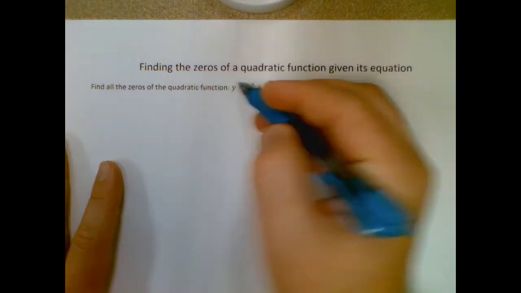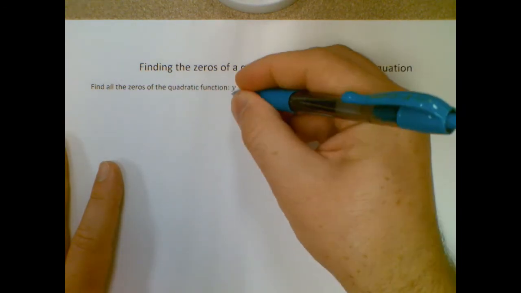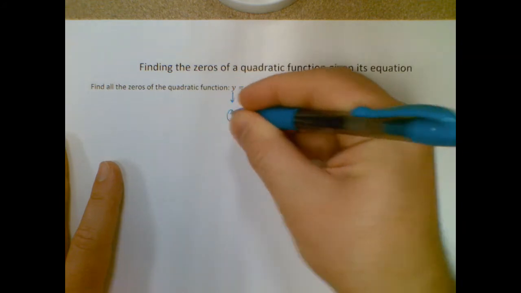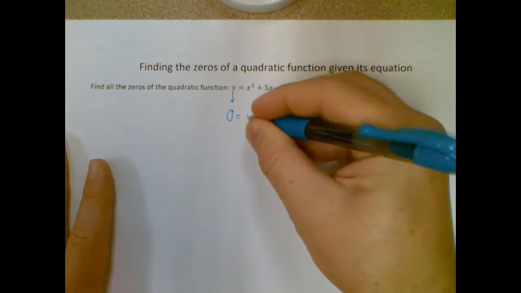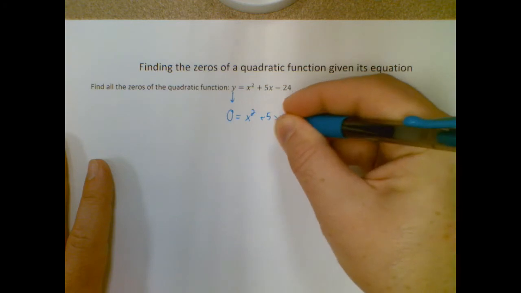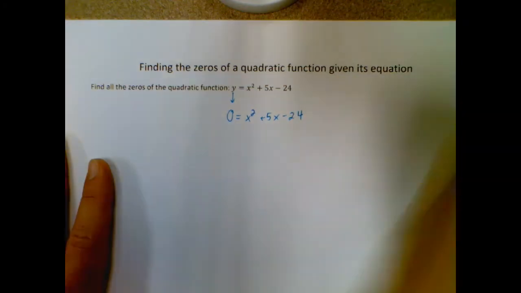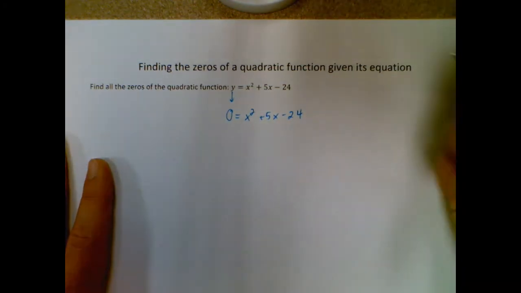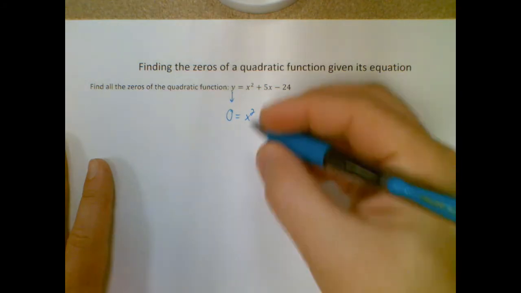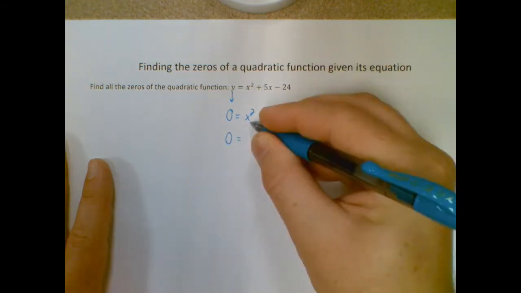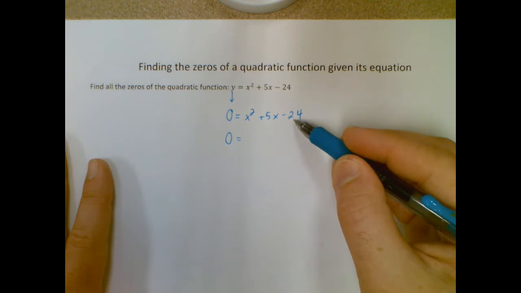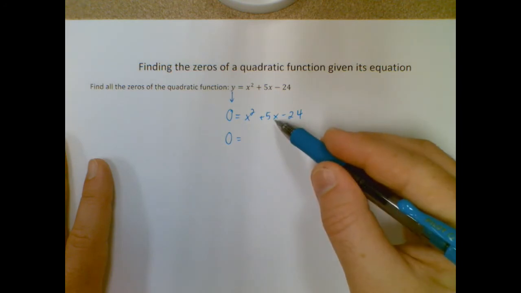So when I'm trying to find zeros, the first thing I do, though, is I switch this y to a 0. So I have 0 equals x squared plus 5x minus 24. Now I can start factoring and having it mean something meaningful. So 0 equals... So I'm looking for two numbers that multiply to negative 24 and add up to 5.